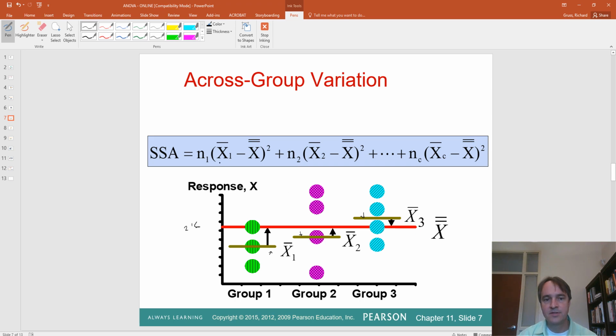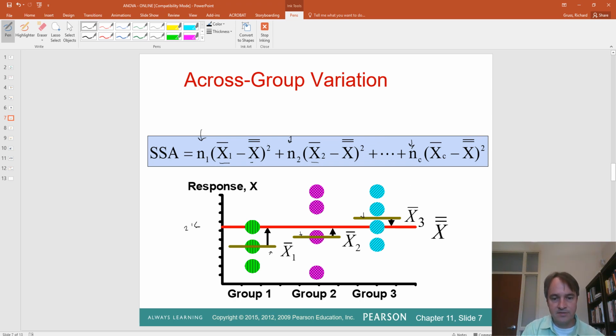This is group 1's mean. How far is it from the grand mean? We'll square it. This is group 2 from the grand mean, squared. So we're just going to find these distances and square them, multiply by the size of each group, and then add all those up. All right, let's go ahead and do that for our golf club example.